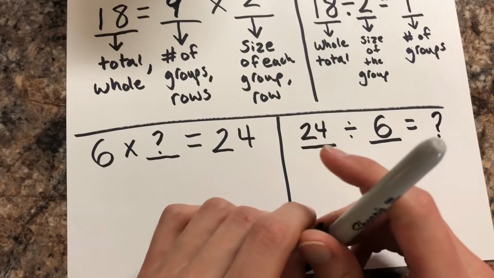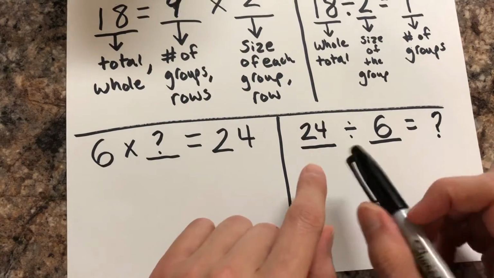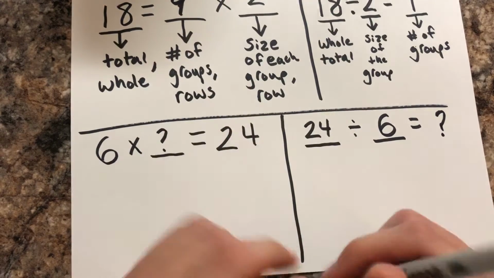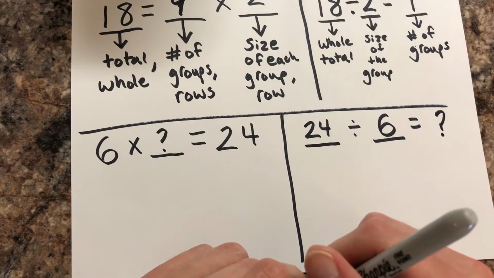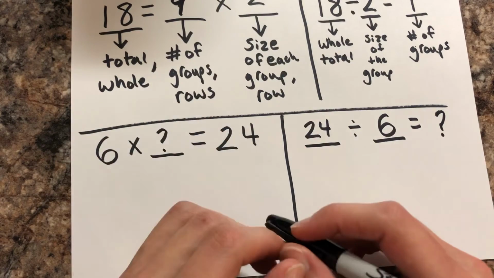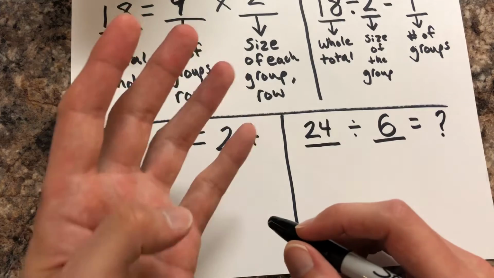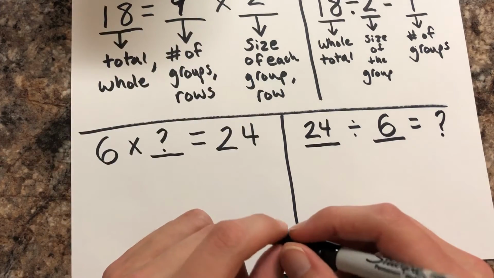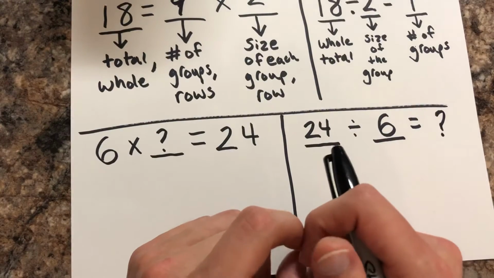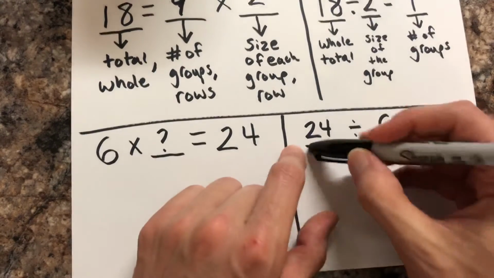Why do you start with the total in division? Because think about the problem that we had yesterday, where Jamar had, I think it was 16 stickers, and he wanted to give 4 stickers to each of his friends. How many friends can he invite over to give stickers to, right? Well, we knew the total.